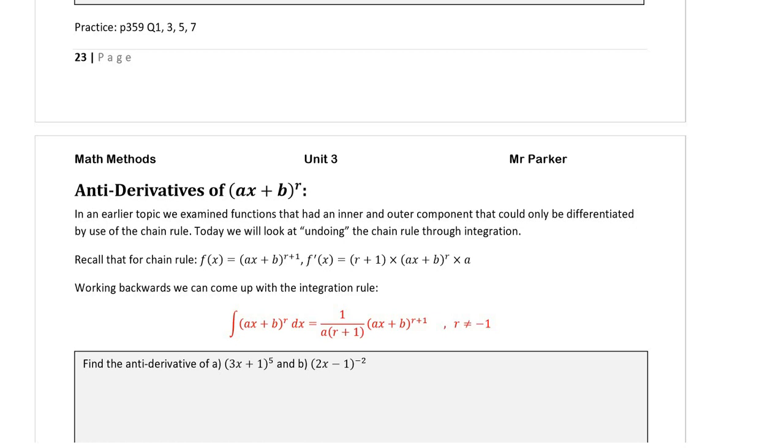I'm hoping you recognize this as being chain rule. We have an inner function, ax plus b. We have an outer function, bracket to the power of r. So basically what we're going to be doing here is opposite chain rule. So we're learning how to undo chain rule. If you recall chain rule, it's the derivative of the inner times the derivative of the outer. So what we're going to be doing is integrating the outer function, and then dividing by the derivative of the inner. And that'll undo the chain rule, because we are doing anti-derivatives.